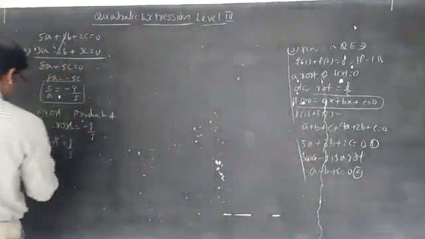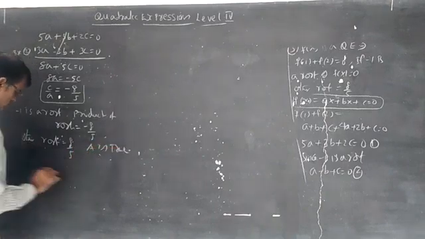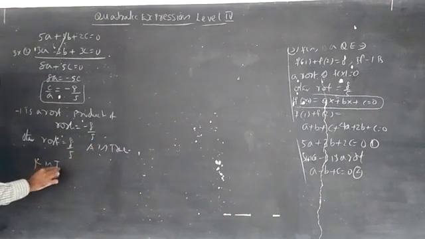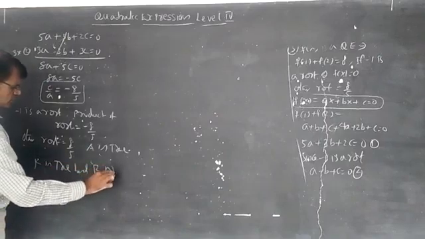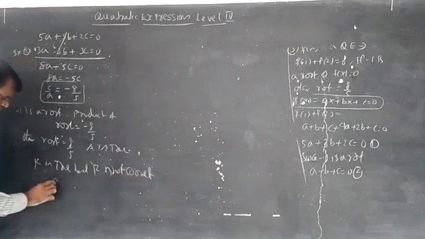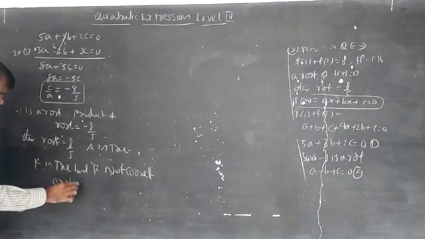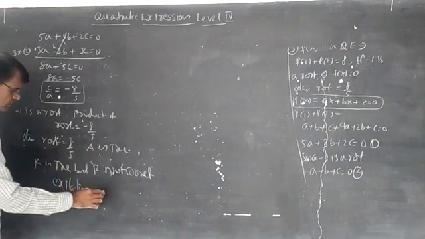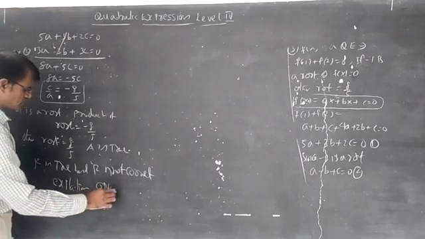So A is true. R is true. But R is not a correct explanation. If he had not written alpha plus beta equal to minus b by a, then it would become a correct explanation. R is not a correct explanation. So option 2 is the correct answer.